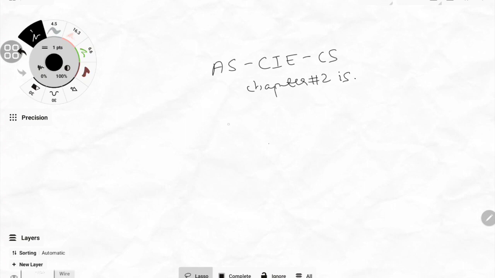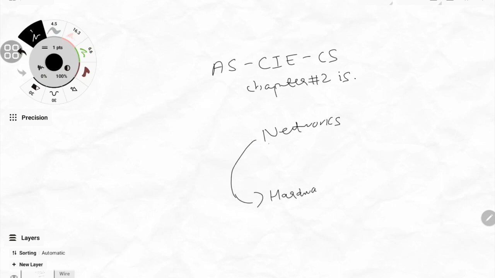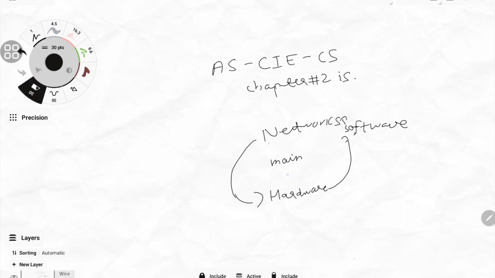The first thing that we have is really the main focus of AS CIE CS chapter number 2. We have basically networks that function on hardware plus software. This is the main topic, so you need to know this.